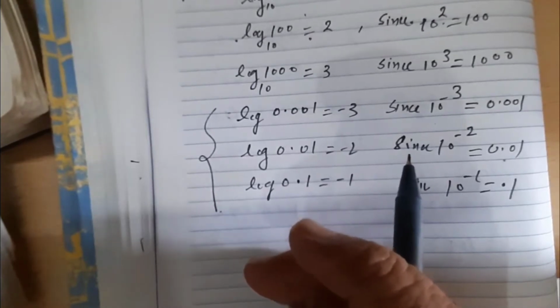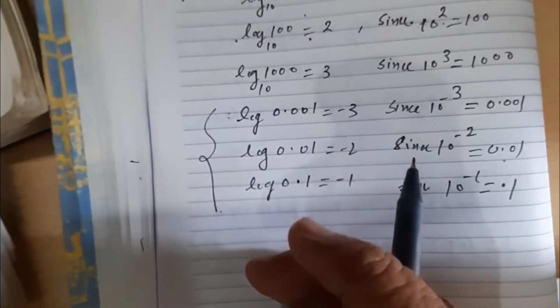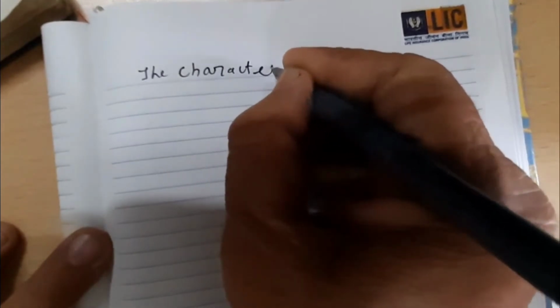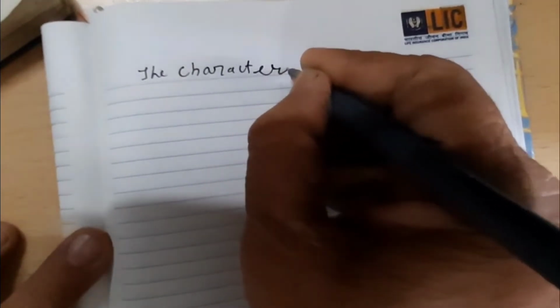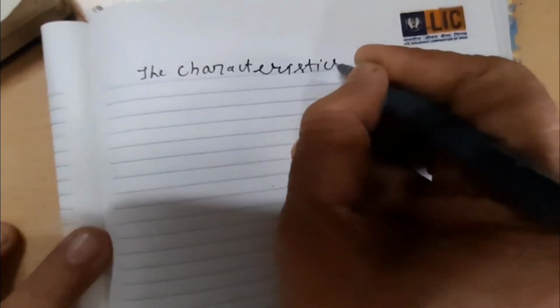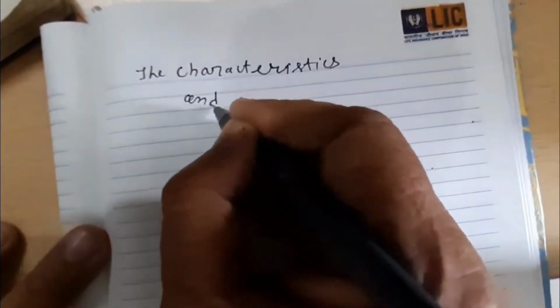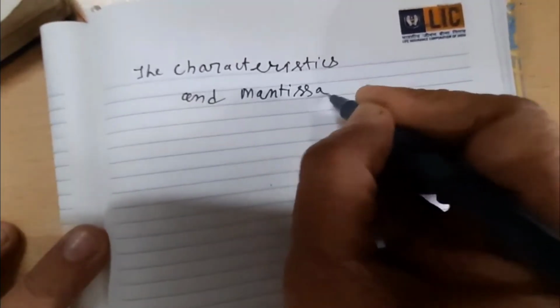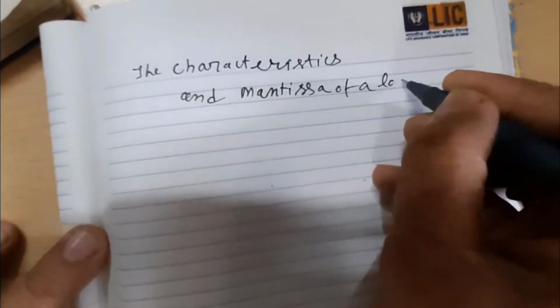Now we have the standard decimals, and this is the correct concept of characteristics and mantissa. Characteristics, which in Hindi is called पूर्णांश, and mantissa, which in Hindi is called अपूर्णांश, of a logarithm.